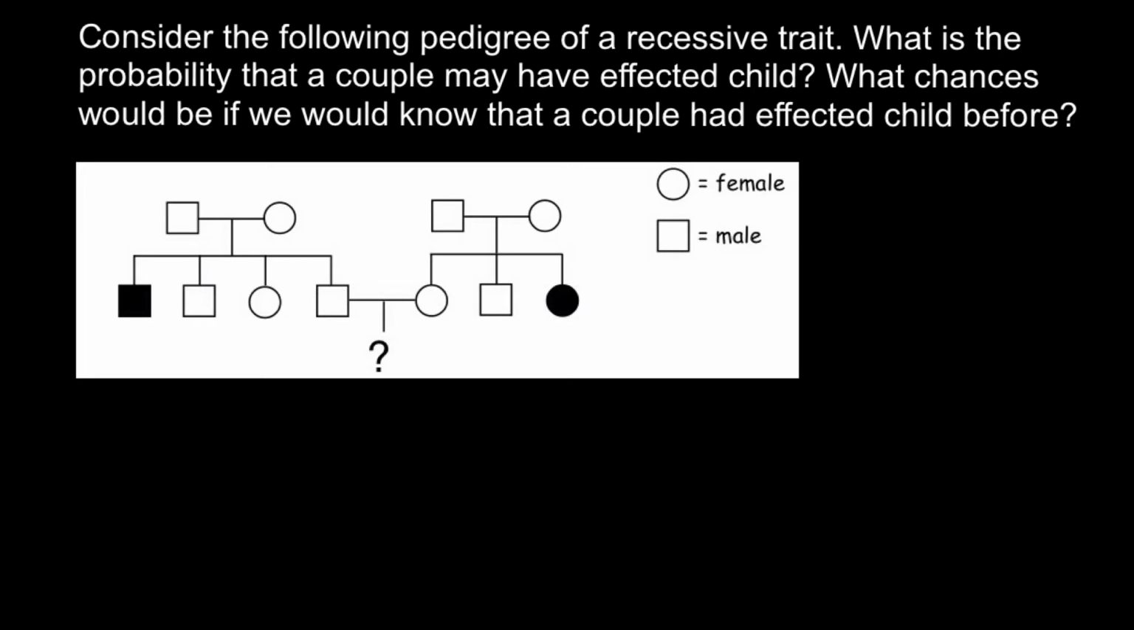So in order for this couple to have an affected child, once again, this is a recessive genetic disorder, so the child has to have two recessive alleles, just like this person or this person. So we can put the genotypes of these two people. We know that the genotype has to be small a, small a. So these two people are affected with this genetic disorder and are homozygous recessive.